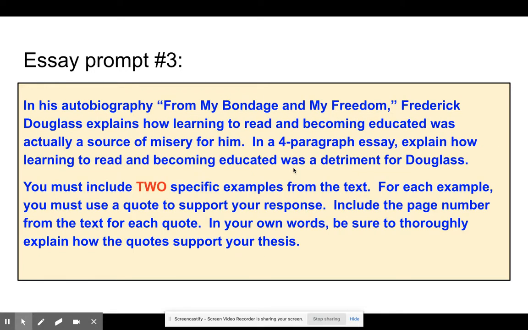And essay prompt number 3. In his autobiography, From My Bondage and My Freedom, Frederick Douglass explains how learning to read and becoming educated was actually a source of misery for him. Misery means unhappiness. In a 4-paragraph essay, explain how learning to read and becoming educated was a detriment for Douglass. Detriment means something that's bad or harmful. You must include 2 specific examples from the text. You may include more. 2 is the minimum. For each example, you must use a quote to support your response. Include the page number from the text for each quote. In your own words, be sure to thoroughly explain how the quotes support your thesis. Again, your thesis comes from this prompt here.